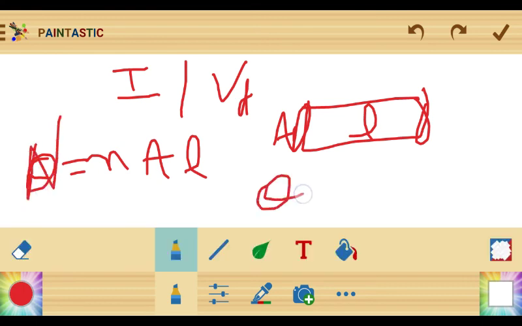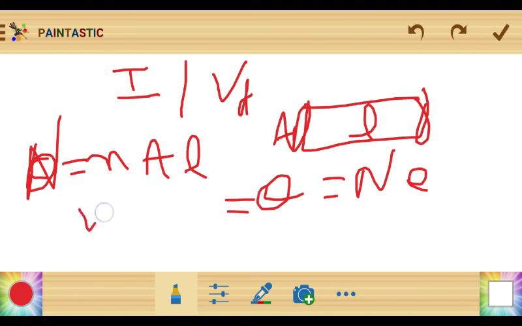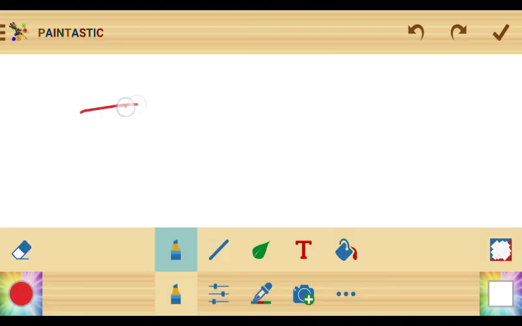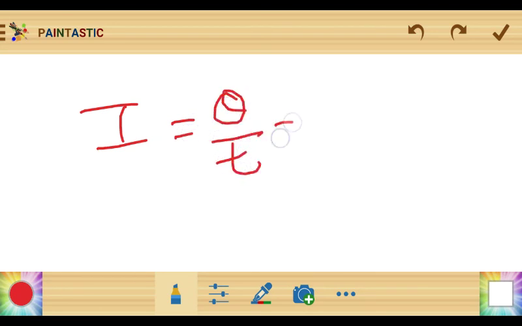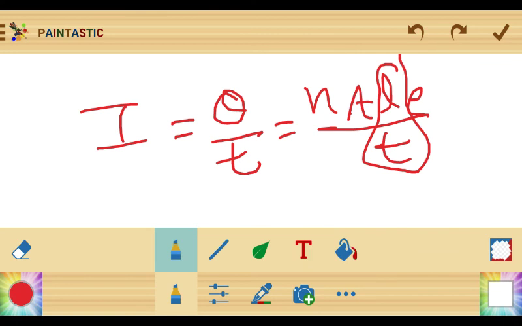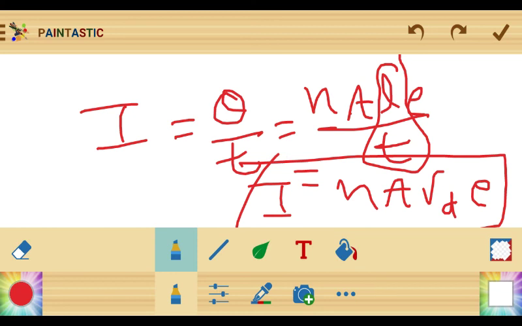So the total charge q is equal to total electrons into the charge of one electron, which gives n A L e. Now from the current definition, I is equal to q upon t, and we have just obtained the total charge, so I is n A L e upon t. What is L upon t? The length of the conductor upon time, distance upon time, is velocity. So we can write I is equal to n A e Vd, simple. This is the relation between current and drift velocity.